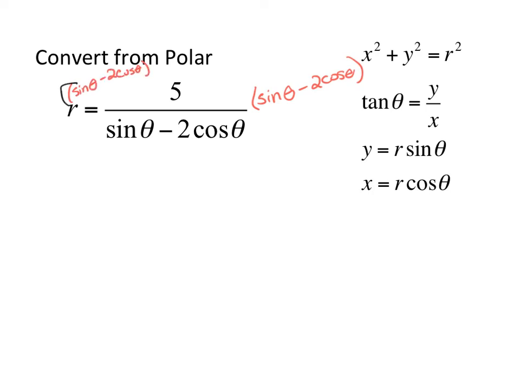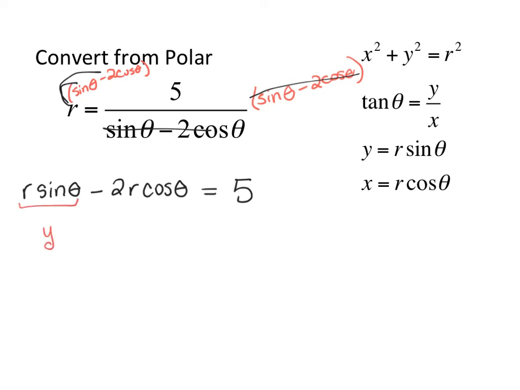And when I multiply, I'm going to fully distribute that r times the denominator. On the right side of the equation, the denominator and what I'm multiplying by cancel out, and I'm left with just 5. From here, I can do my replacements. I have my r sine of theta, which is a substitute for y, minus 2 r cosine of theta, which is a substitute for x, and that's going to be equal to 5. Since my equation is fully in terms of x and y, I have converted from polar to rectangular.